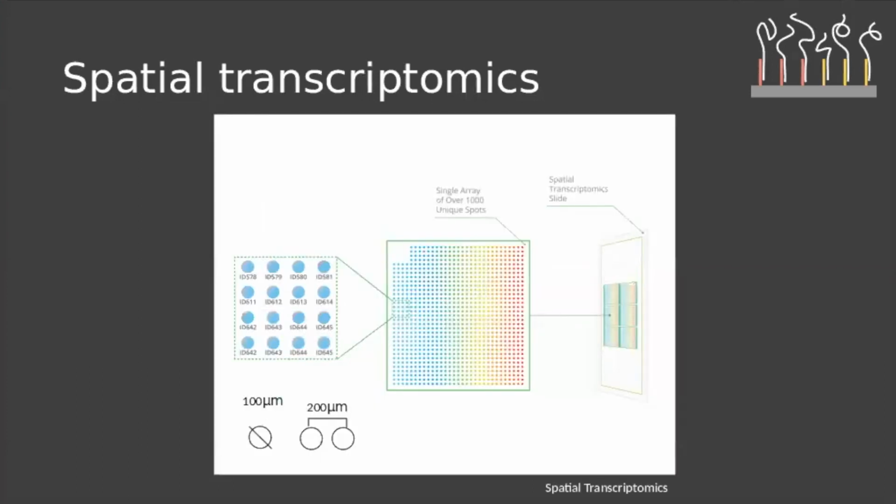So in the original publication, the array looks a little bit like this. Every spot has one unique spatial barcode. They are 100 micron in diameter, and their edges are 100 micron from each other. They say that in the brain, each spot contains about 30 to 40 cells, but it depends on your tissue, of course, how many it actually is.